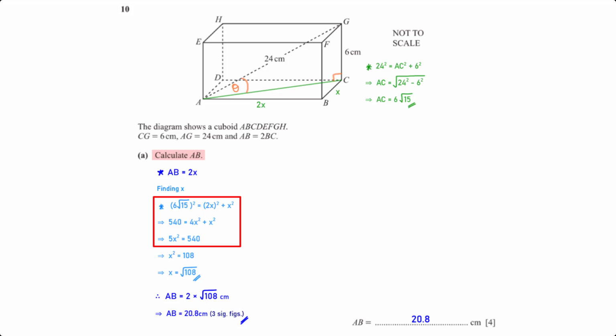And when we divide both sides by 5, we have x squared equals 108. When we take square root of both sides, we get x equals square root of 108. Now that we have the value of x, AB equals 2 times square root of 108 centimeters. When we type this into the calculator, we get 20.8 centimeters, rounded to 3 significant figures.